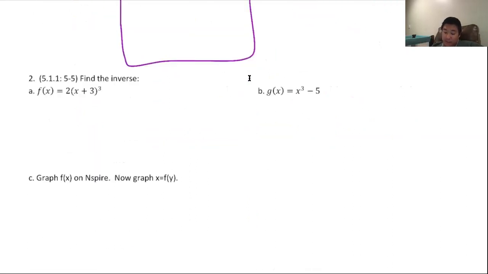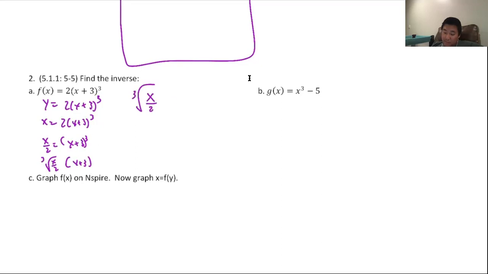Find the inverse, so I'm going to switch. This is y equals 2 times (x plus 3) cubed. You switch them. So x equals 2 times (x plus 3) cubed. And divide by 2. Cube root. And then subtract 3. That's f inverse of x.